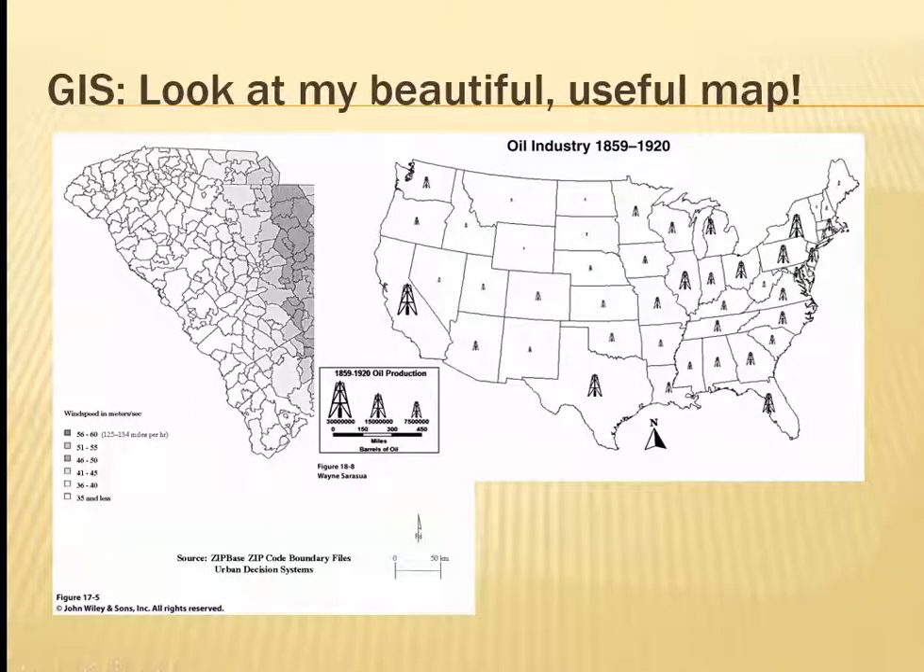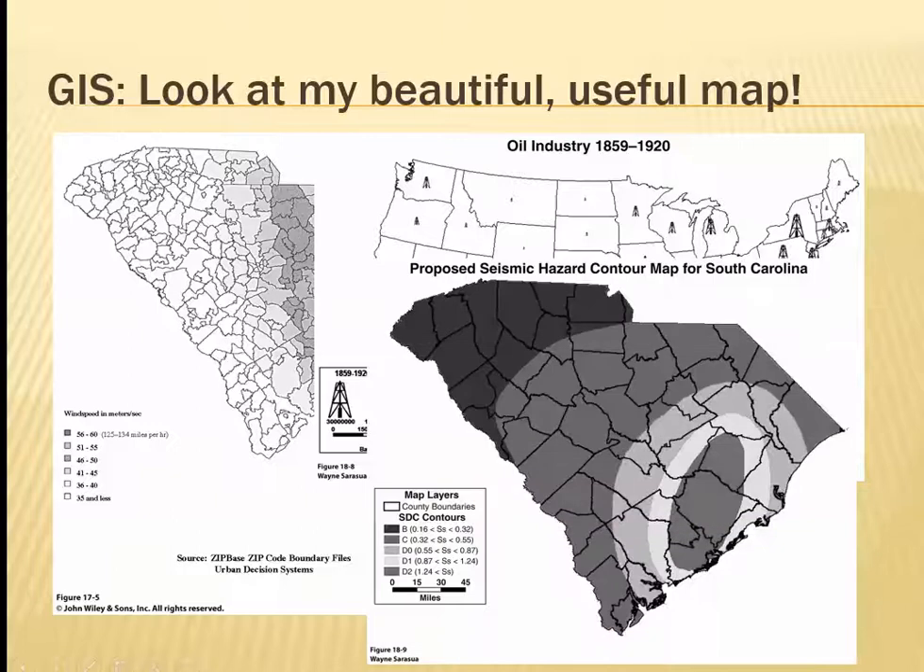Or oil industry from 1859 to 1920, where you would have these little markers with the little one, middle one, or big one, mean barrels of oil produced in between those years. And then you can see, oh, okay, it wasn't Texas like I thought. The biggest producer, it was California. So yeah. Or this one, look at this one. This one has county boundaries and CDC contours. Actually, I don't even know what this is. Oh, yes, seismic hazard contour map for South Carolina. So you can see some interesting patterns here as well.